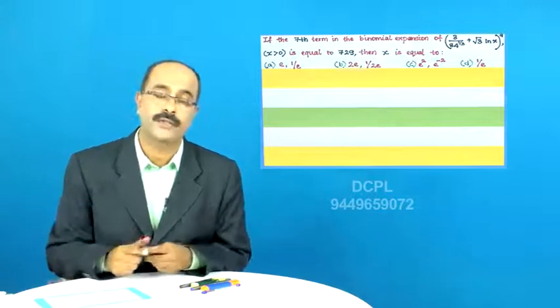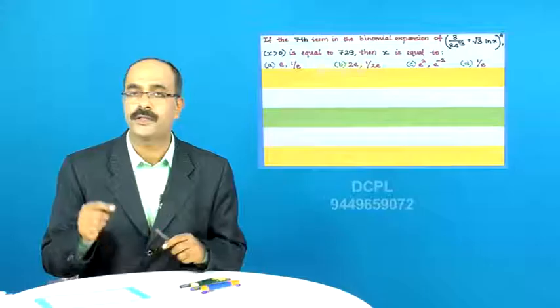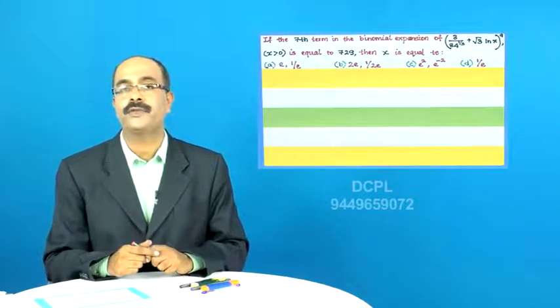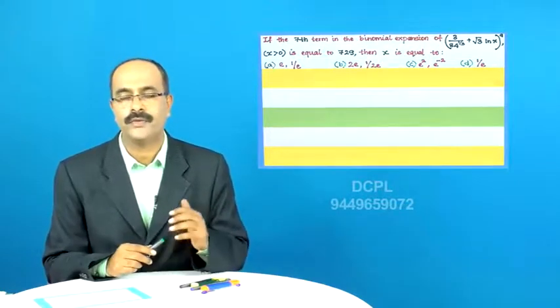Seventh term of some binomial expansion is given and you are asked to find out x. See, in the next question, the seventh term of the binomial expansion itself is given and you are asked to find out x. It's a different kind of question.